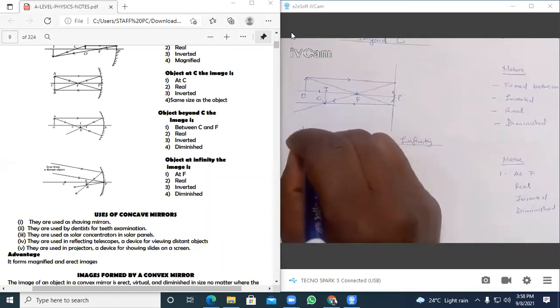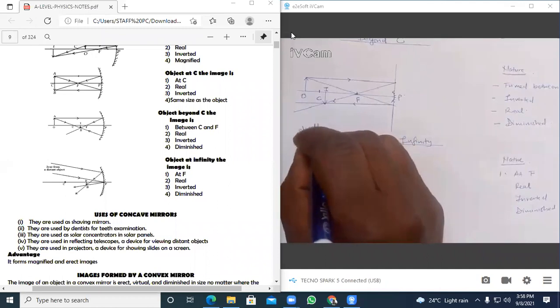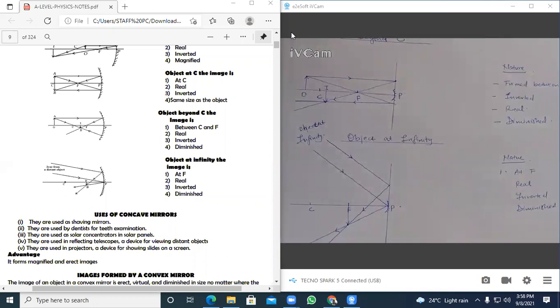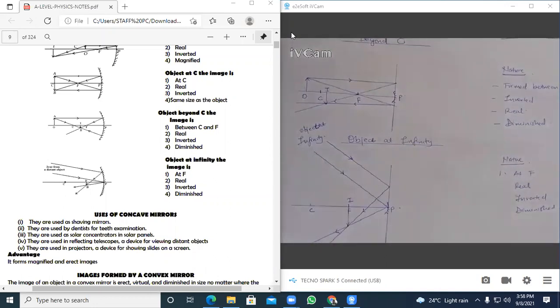Object at infinity. The image will be formed at F.